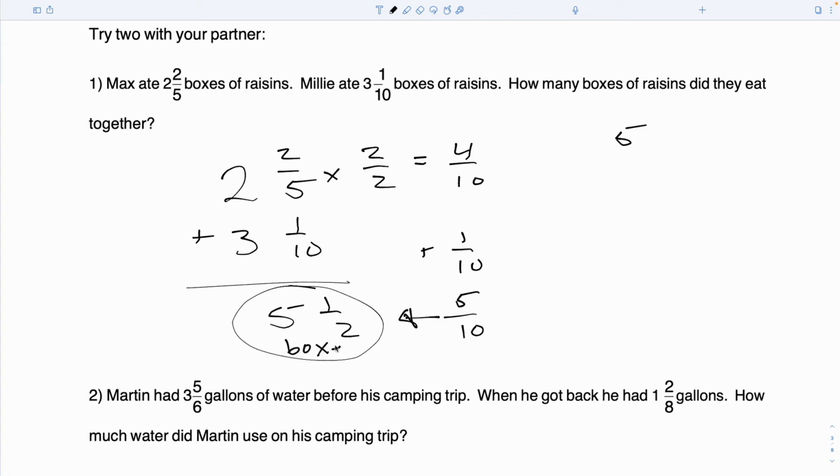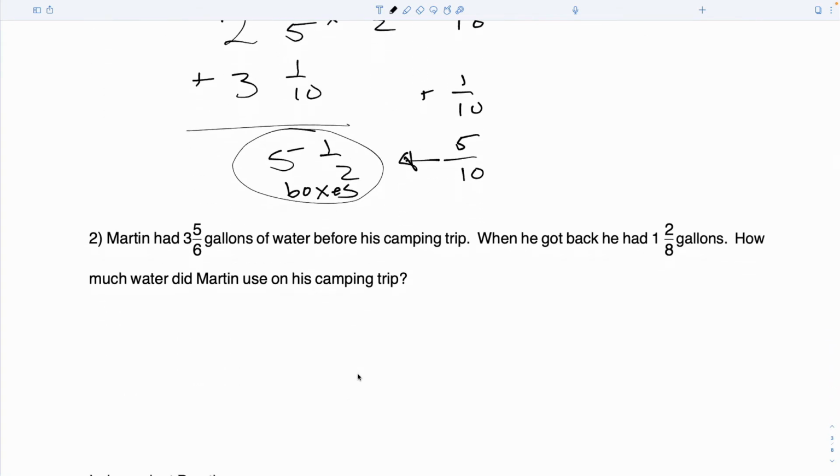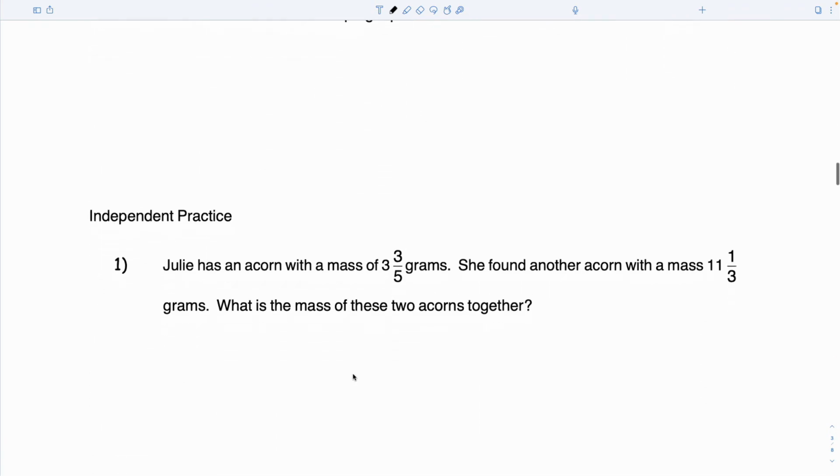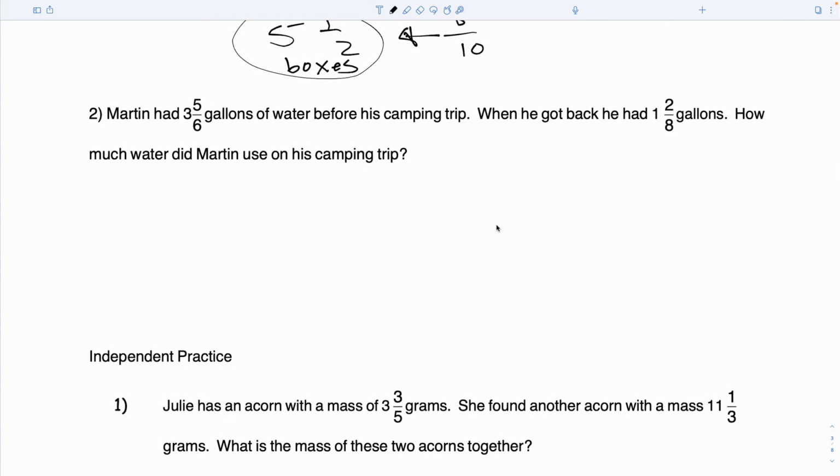Number 2, silent hand, what's my answer? Number 2, if you got there, raise your hand. We'll check it if you didn't. Daniel. 3 5/6 gallons, 1 2/8. How much did he use?